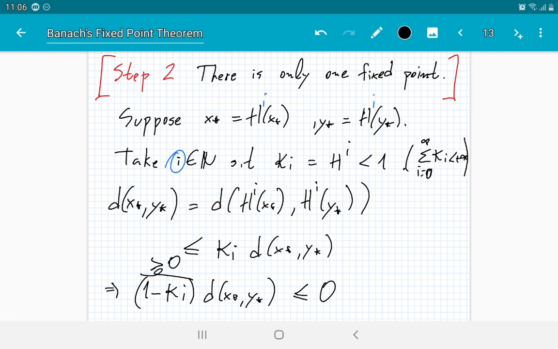So, what do we have here? We're saying that the distance between x star and y star has to be less than or equal to 0. Now, there's only one way in which this can happen because distances are non-negative. That's if the distance is 0, which of course implies by the axioms of a metric that x star and y star are the same point. So if I take 2 fixed points, they must be one and the same.